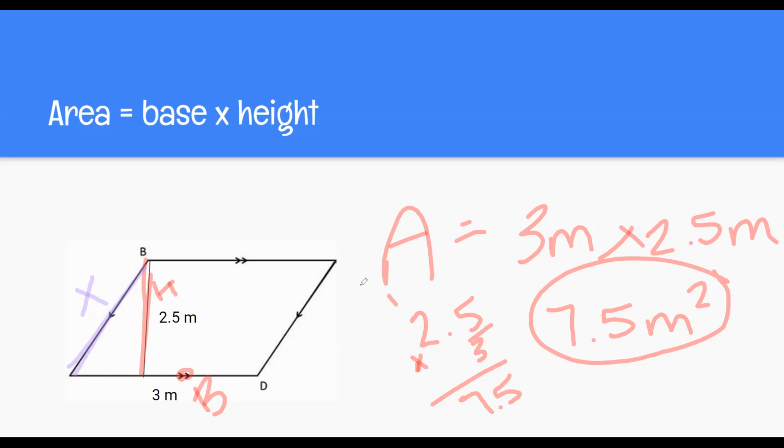meters squared. So that is how you find the area of a parallelogram, or how you find the area of a rhombus. So just multiplying the base and the height together, putting the unit and making sure it is squared.